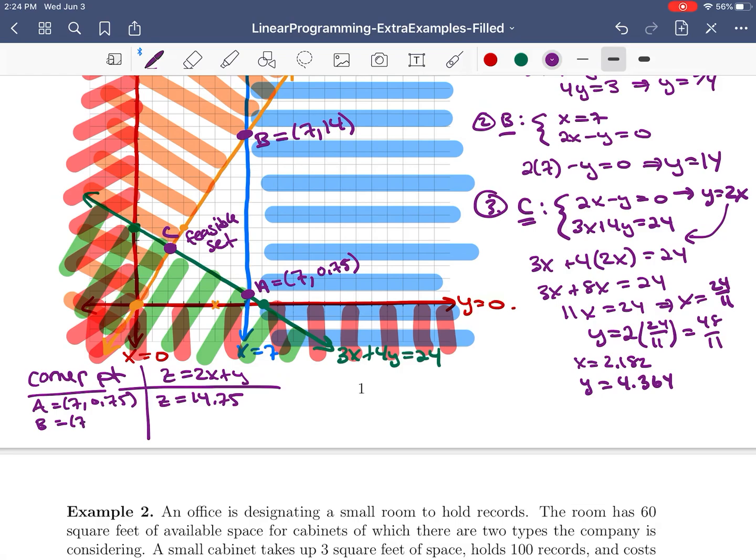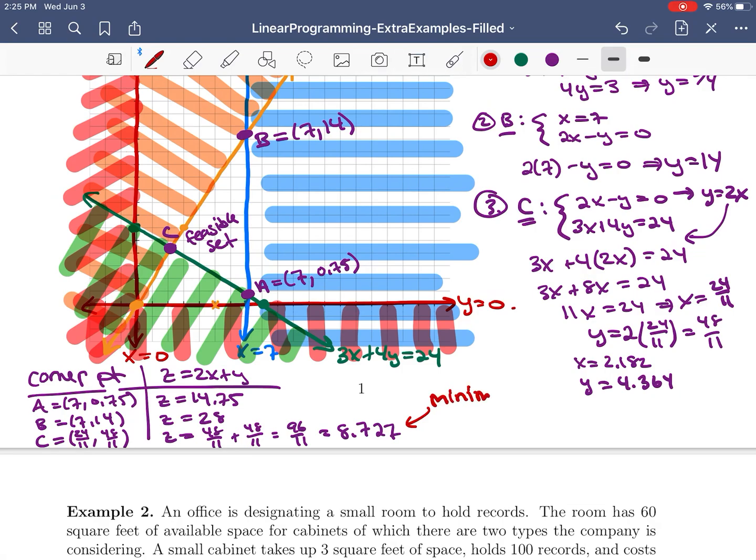B was 7 and 14, so z is going to be 14 plus 14, so 28. And C, I have 24 over 11 and 48 over 11. So z is going to be 48 over 11 plus 48 over 11, which is 96 over 11, which is 8.727. And that happens to be the smallest z.